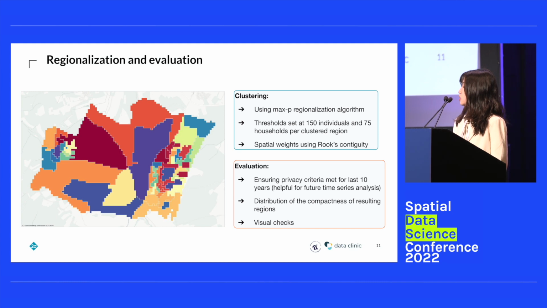We evaluated the results to ensure that the privacy criteria will be met in the last 10 years, so that for any future time series analysis, we know the polygons are usable and the research analysis is meaningful. We will also check the compactness of the resulting regions, and do visual checks for all the municipalities in Denmark to ensure the results are meaningful and desirable.